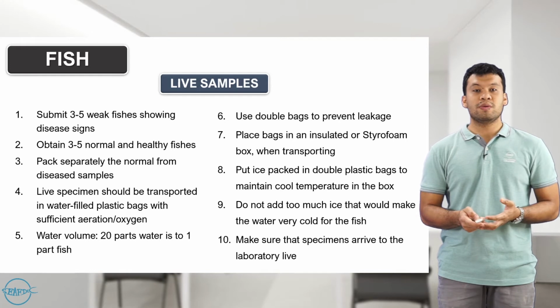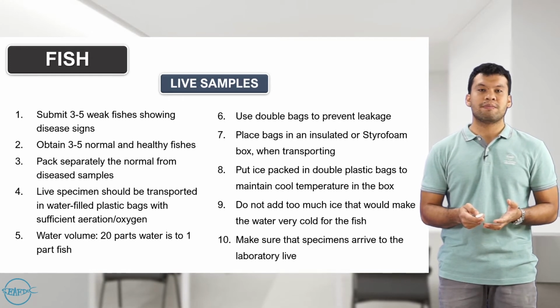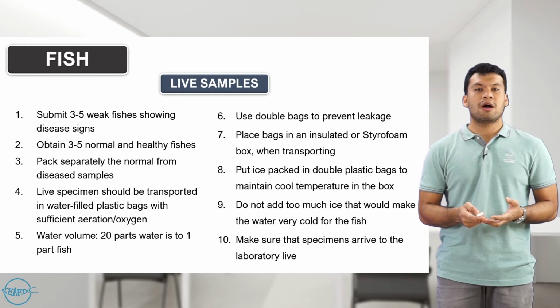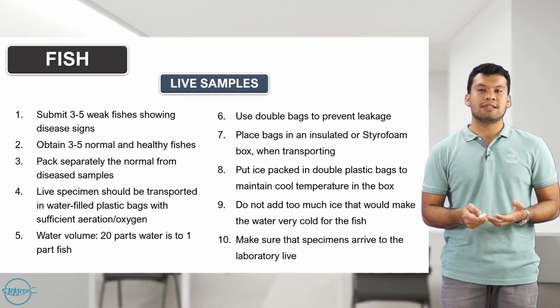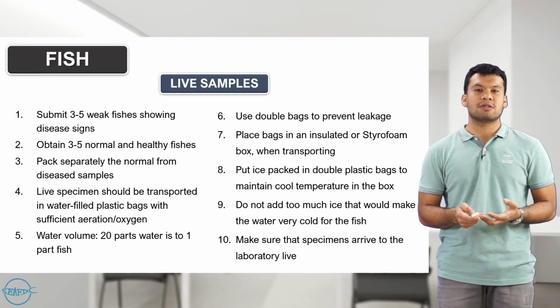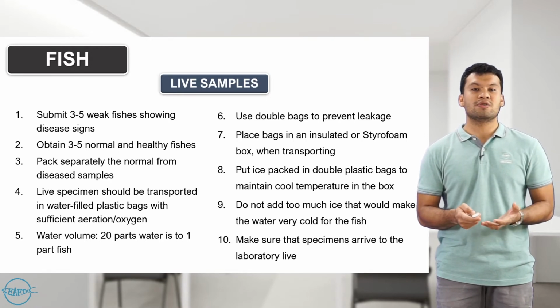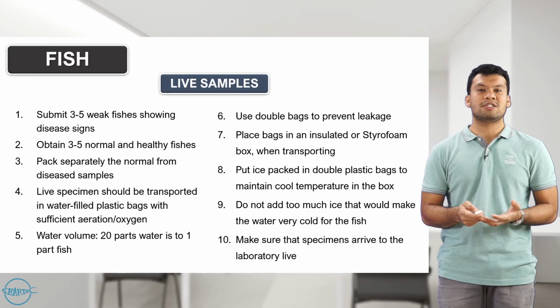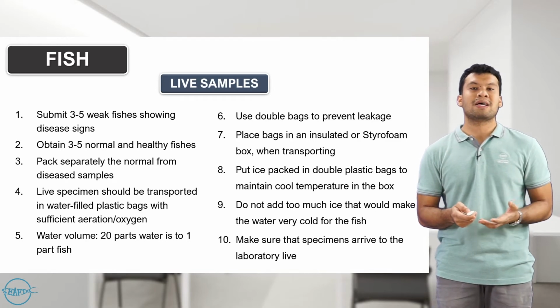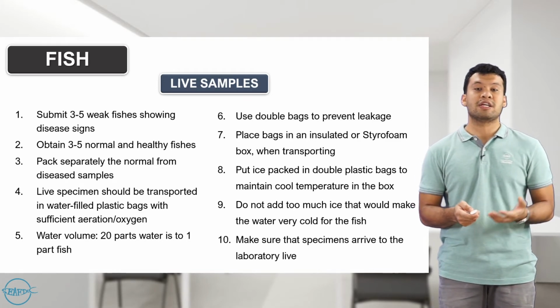The water volume should be at least 20 parts of water to 1 part of fish. You should always use double bags if you have larger samples to avoid leakage. Then place the bags in an insulated or styro box when transporting. For longer distances, you can use ice. For shorter distances, you need to at least secure your plastic bags with aeration. An ample amount of aeration would do.